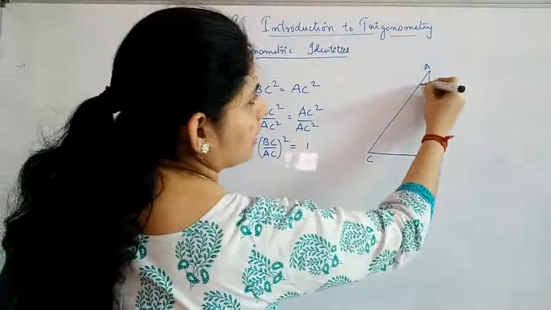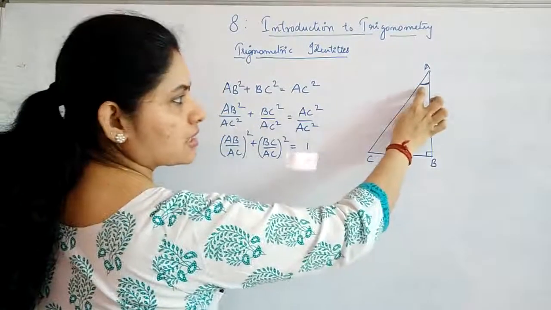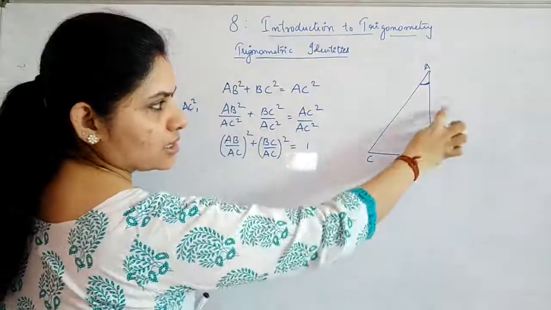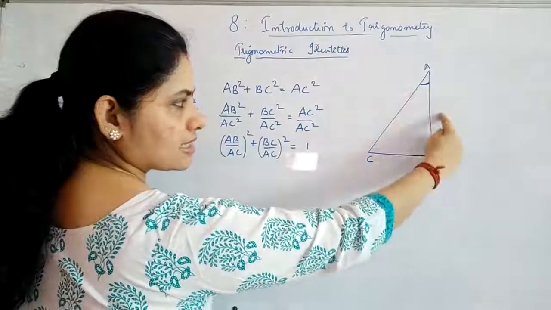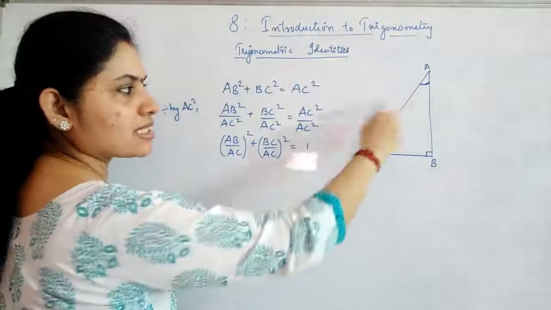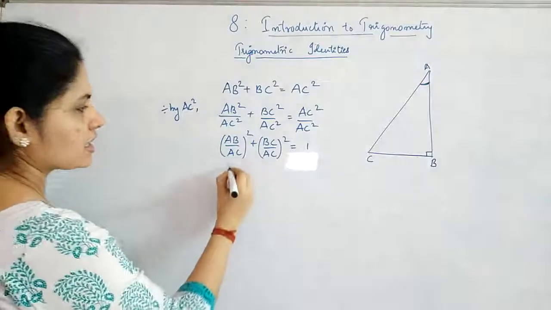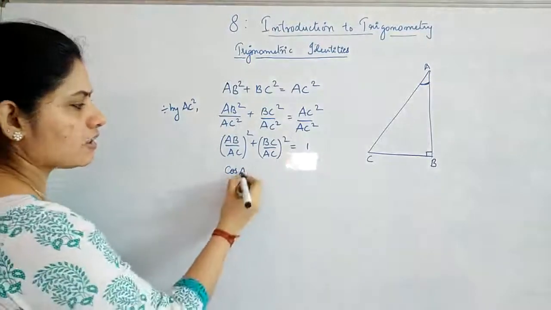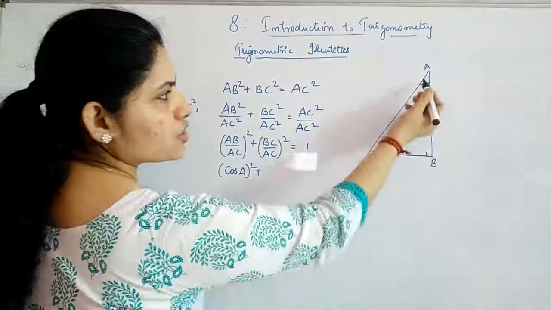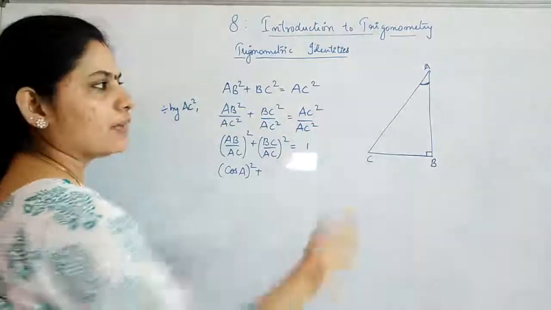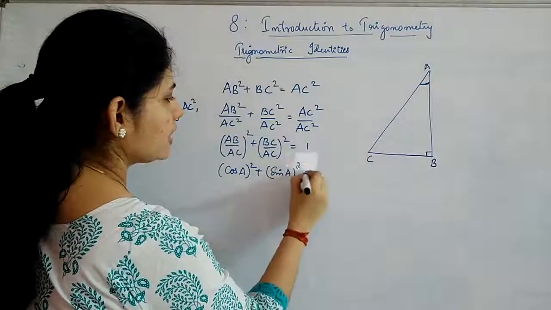Now again moving on to the triangle. If I am considering angle A, what is AB by AC? AB is this one, AC is this one. According to angle A, this is adjacent side and this is hypotenuse. So adjacent side by hypotenuse is cos of that angle. So I can replace this with cos A. So cos A the whole square plus, again, BC is opposite to this angle, so opposite side by hypotenuse is sine A. So you'll get sine A the whole square equal to 1.